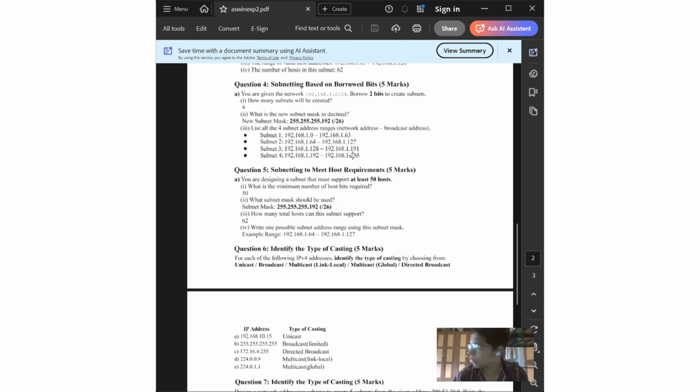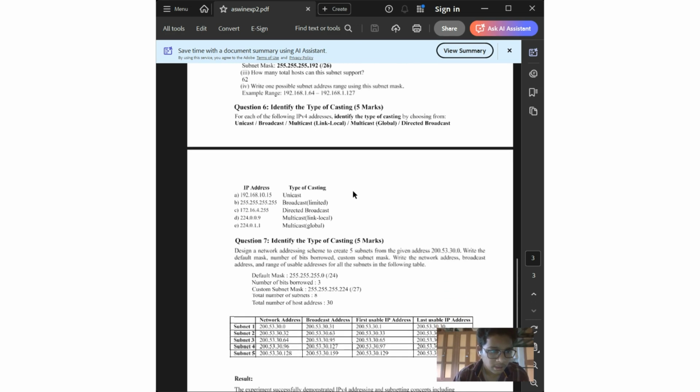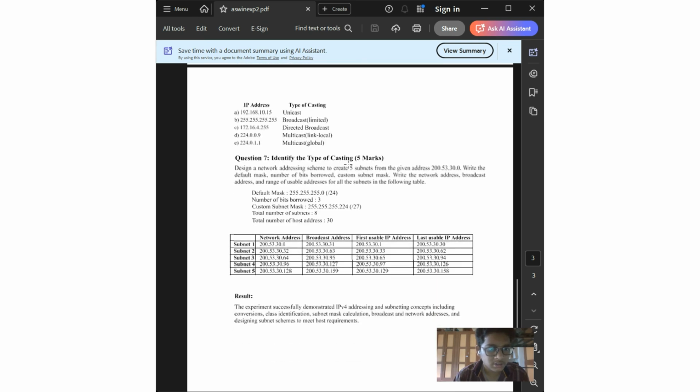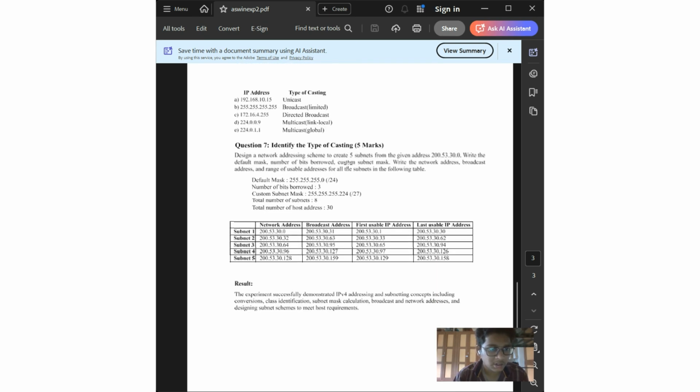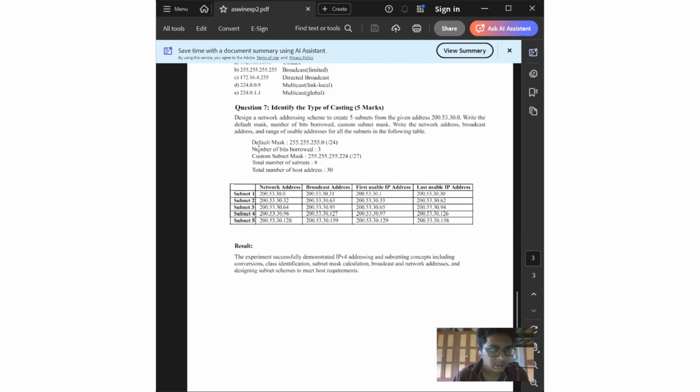Subnetting based on borrowed bits, and subnetting to meet host requirements. We can design a subnet that must support at least 50 hosts and identify the type of casting. We should identify the type of casting: unicast, broadcast, or multicast. Next, we identify the default mask, number of bits borrowed, custom subnet mask, total number of subnets, and total number of host addresses.